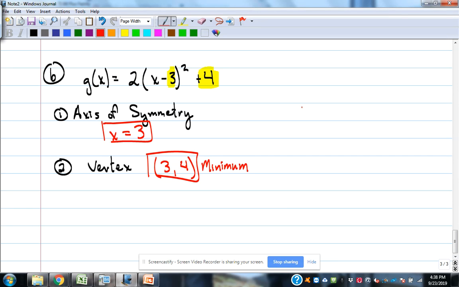And then, so that's a minimum value. And let's get the intercepts for that. I'm going to abbreviate intercepts. Y-intercept's the easiest one because what do you do to find a y-intercept?